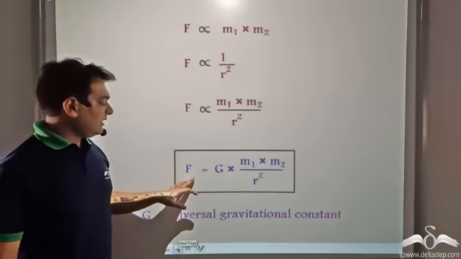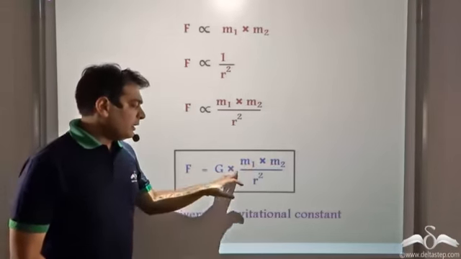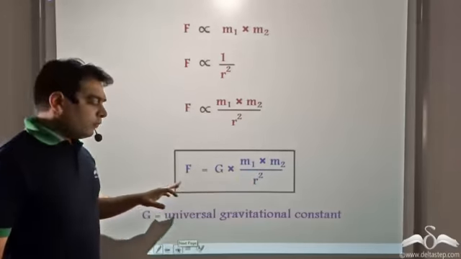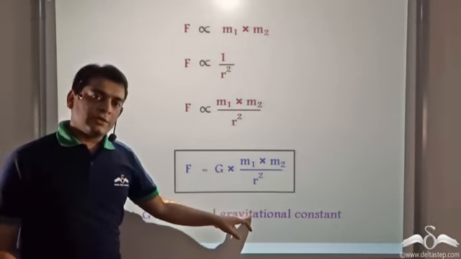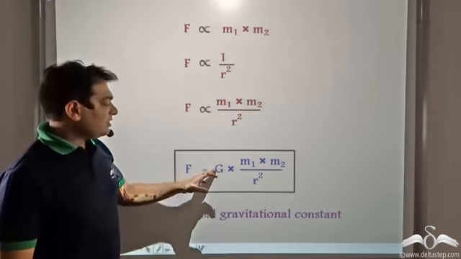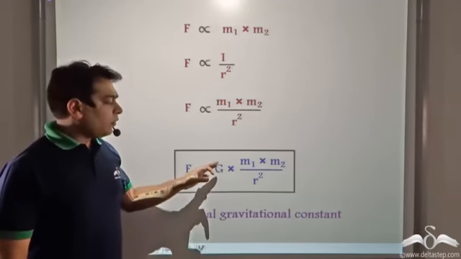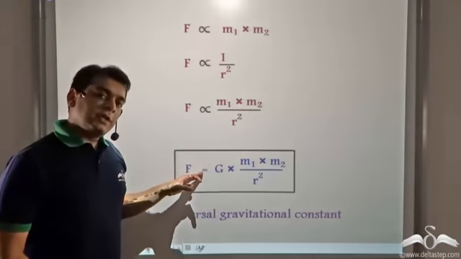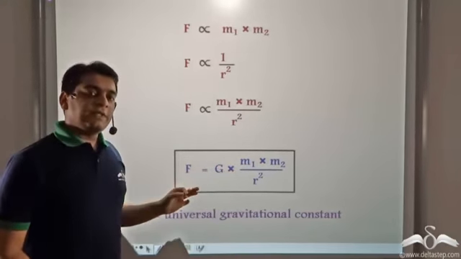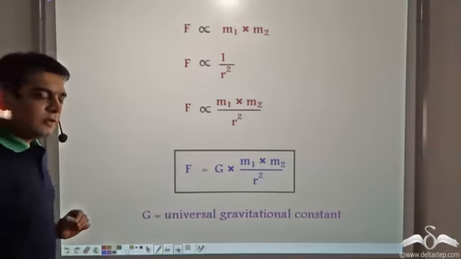So F is equal to G into m1 into m2 divided by r square, where G is known as the universal gravitational constant. Note that G is a constant here. G is independent of the masses of the two objects, and it is also independent of the distance between the two objects. Now, what is the SI unit of G?